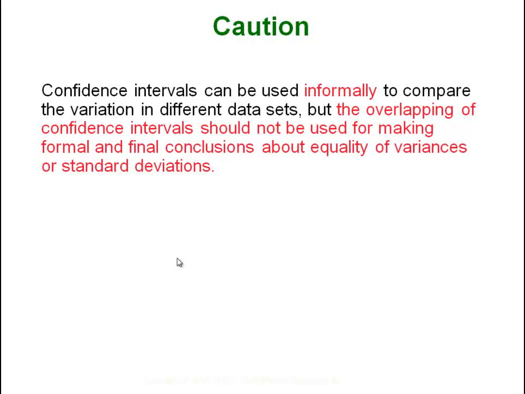Another caution about interpretation, right? You can sometimes use confidence intervals to compare variations from two different data sets, but just because your two intervals overlap doesn't mean that those two sets might have the same variance. It's a very informal way of comparing, so don't read a lot into it.